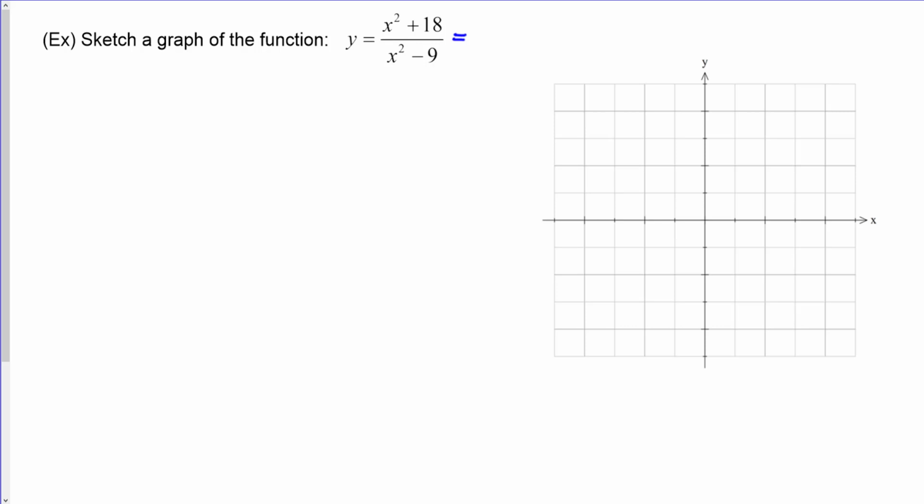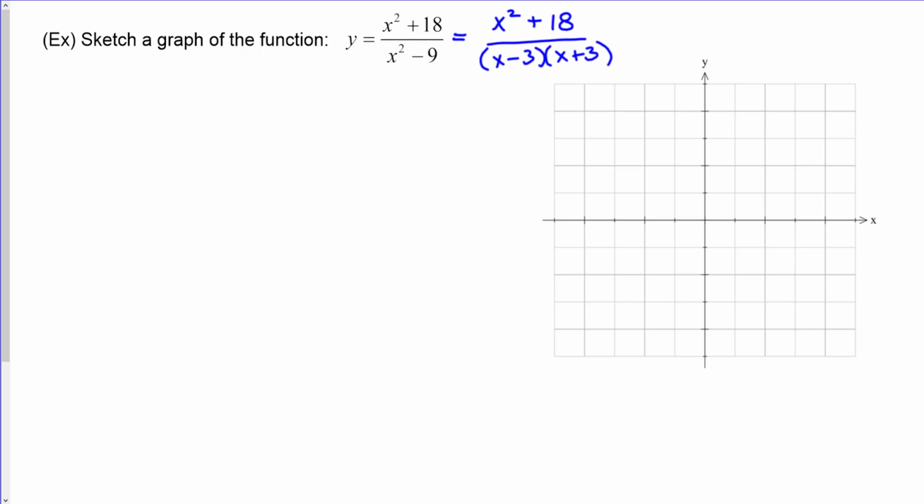It's always best to express your rational in both factored and non-factored form. If you'll notice, x squared plus 18 is not going to factor because it's x squared plus 18 and not x squared minus 18. But x squared minus 9 will factor. It will become x minus 3 times x plus 3. That's going to help us get the pieces that we need for asymptotes and such.